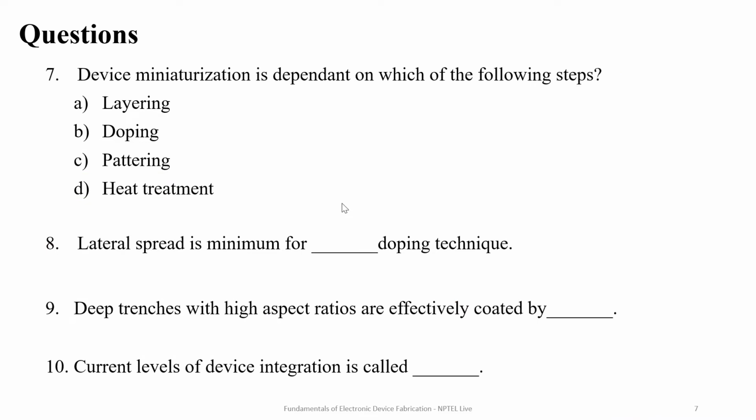So the next question is, device miniaturization depends on which of the following steps? Layering, doping, patterning, heat treatment. All of these options are part of the wafer fabrication process. So which of them is responsible for device miniaturization? We know that each year ICs go on becoming smaller, and the number of transistors on them keeps increasing. So which process is responsible for that?